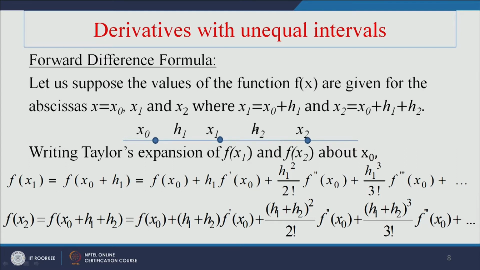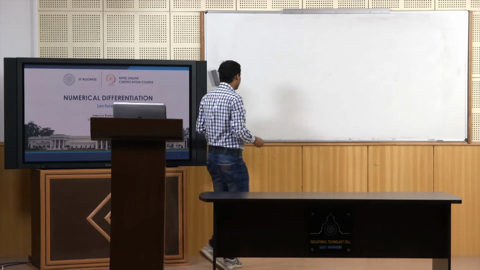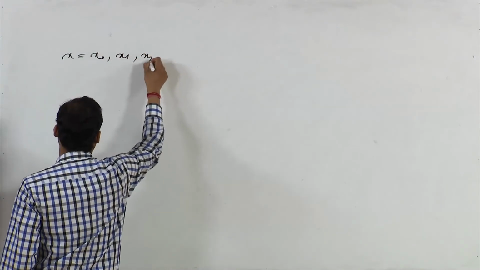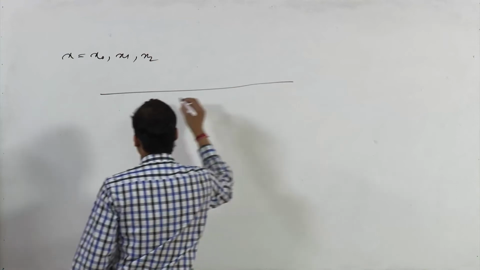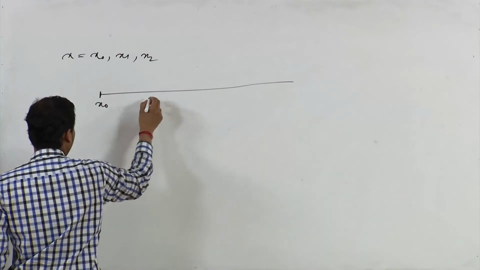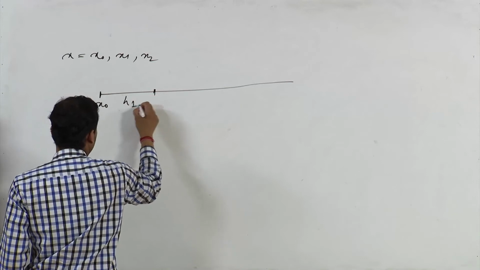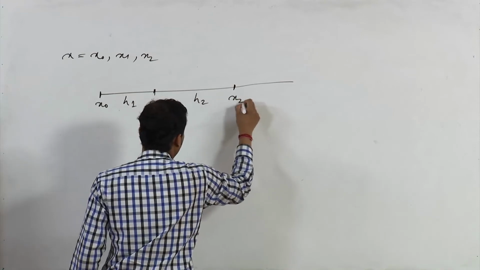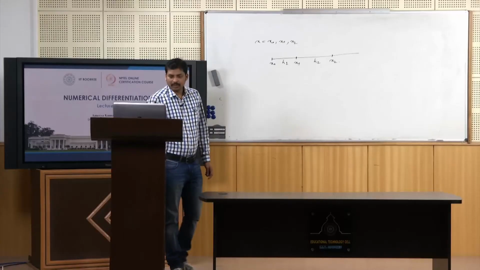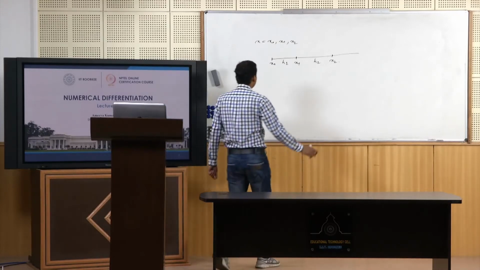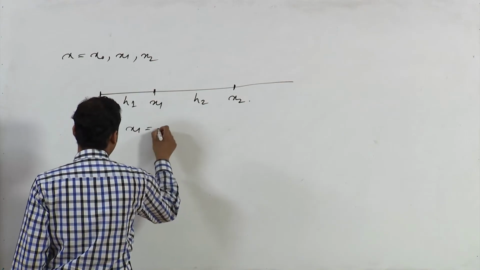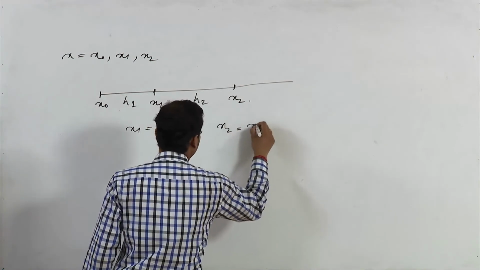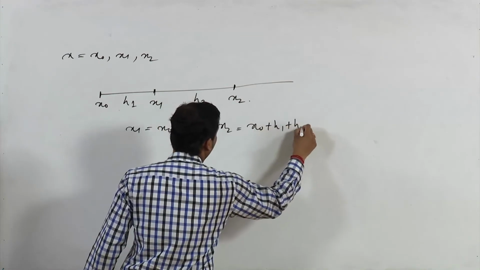So we can write these three points: suppose the abscissas are prescribed at x equals x0, x1 and x2, and the points are placed such that the starting point is x0, at a distance h1 x1 is placed, and at a distance of h2 x2 is placed. So in terms of x0, x1 can be written as x0 plus h1, and x2 can be written as x0 plus h1 plus h2.